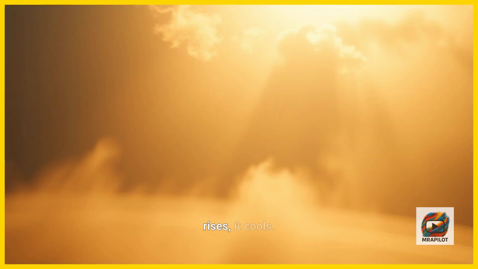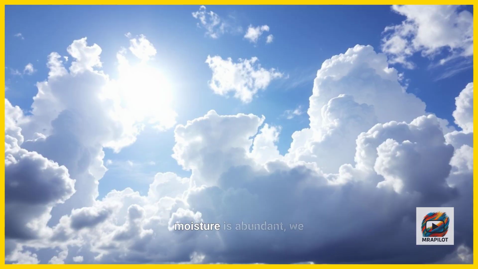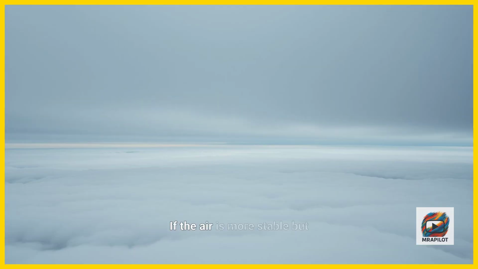As moist air rises, it cools. When it reaches its dew point, water vapor condenses into tiny droplets, forming clouds. The type of cloud depends on the rate of ascent, moisture content, and atmospheric stability. If the air is unstable and moisture is abundant, we get cumuliform clouds, fluffy, vertically developed, and often turbulent. If the air is more stable but still moist, we get stratiform clouds, layered, widespread, and usually smoother.